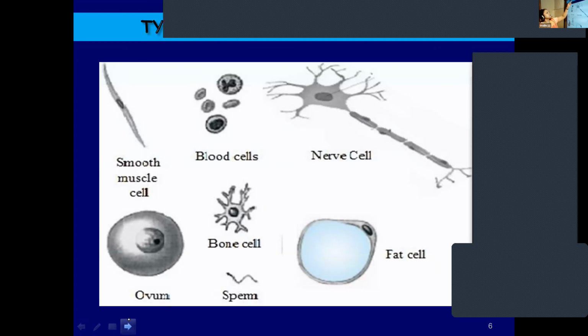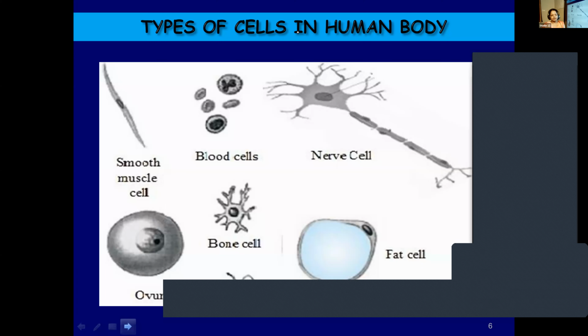Next, we are going to learn about different types of cells in human beings. You know, cell is the structural and functional unit of life. So in our body, if you take the case of the human body, it is not made up of just one cell. Being a multicellular organism, millions or even billions of cells are present in our body.